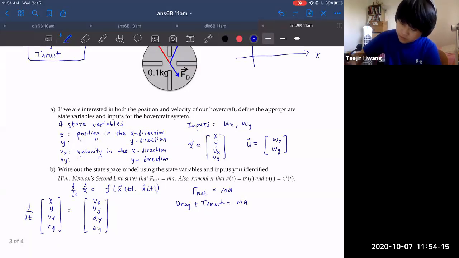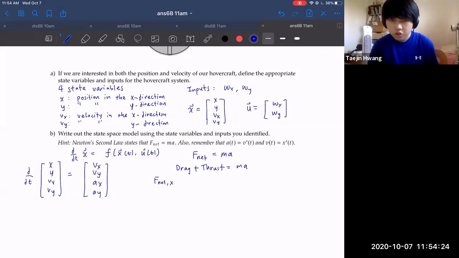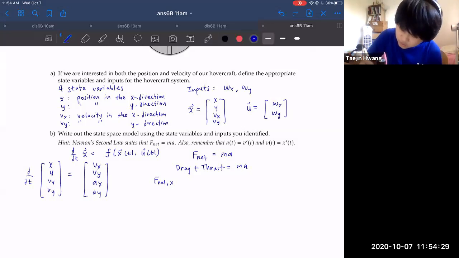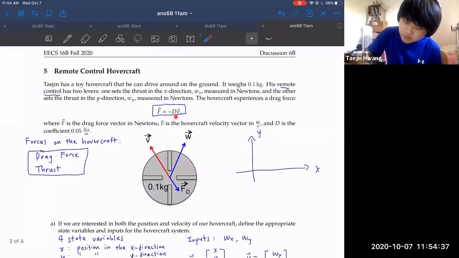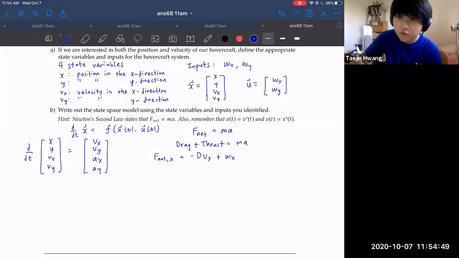I'm going to think about these in both directions, starting with the x direction. The thrust in the x direction comes from our input, which is just going to be wx. Sorry, that's not the drag, that's the thrust. The drag is going to be negative d times the velocity, which is given in our problem over here. So that's negative d times the velocity in x. That's going to be our net force in the x direction, and that's equal to the mass of the hovercraft times the acceleration in the x direction.